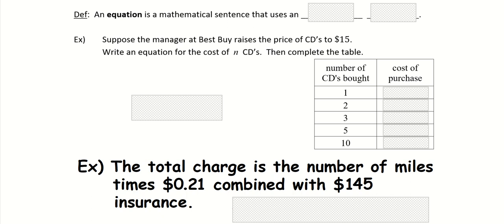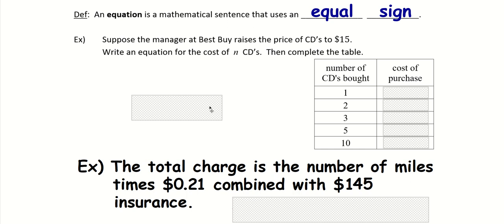Moving on. An equation is a mathematical sentence that uses an equal sign, of course. So to elaborate on that, an equation is like an expression, some kind of math sentence. You're writing out some math, but if there's no equal sign, you're probably just looking at an expression. But with an equal sign, now you're probably talking about an equation.